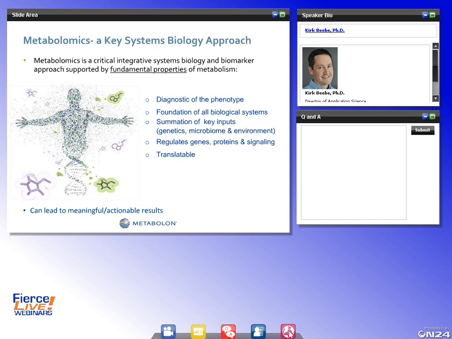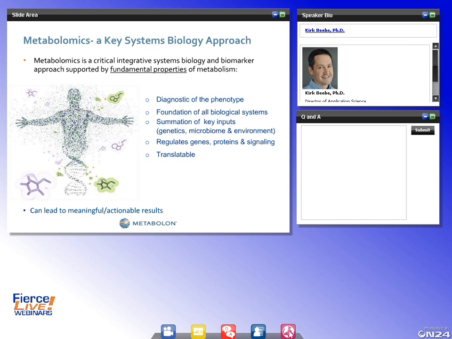And since they are the foundation of all biological systems, it's not surprising that they also are heavily involved in regulating genes, proteins, and signaling. And one last point I didn't get into a lot in this presentation is that because they are foundational, it's not surprising that they very effectively translate across species.